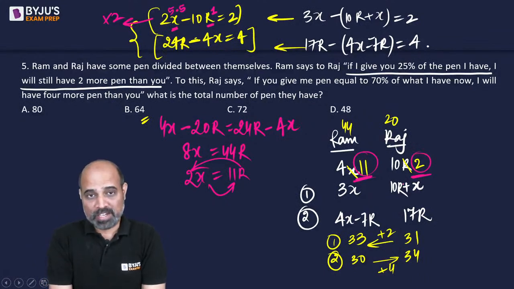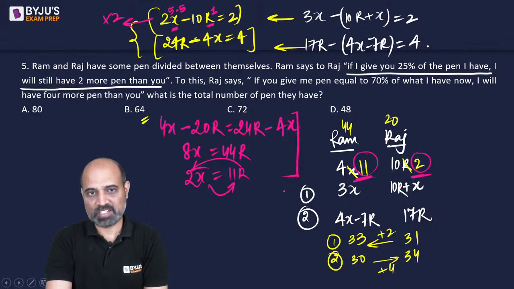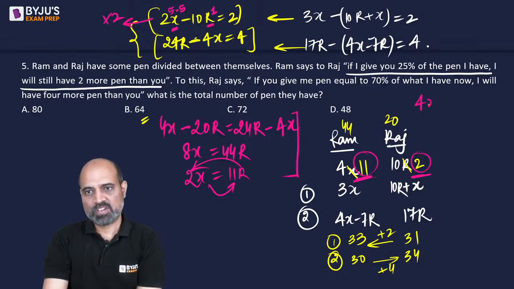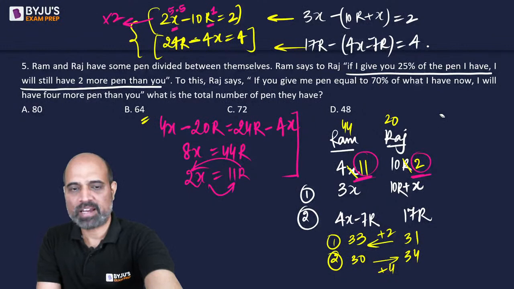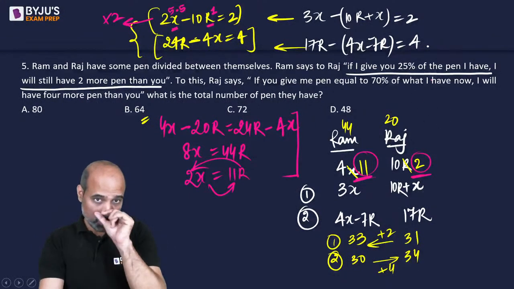पर रेशियो से आ रहा है, ये इक्वेशन से नहीं आ रहा. This is weird. The equation should have also given us the answer. Or was I making a mistake in solving the equations? 4x माइनस 20r, नहीं, अगर मैं इन दोनों को ऐड कर दूं, एक बार ट्राई करना था, एक बार और.